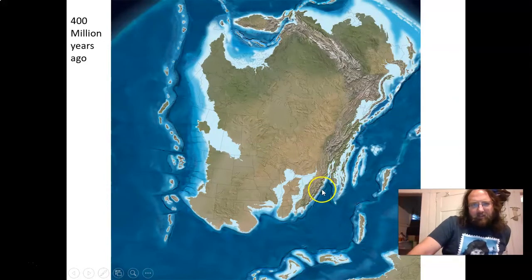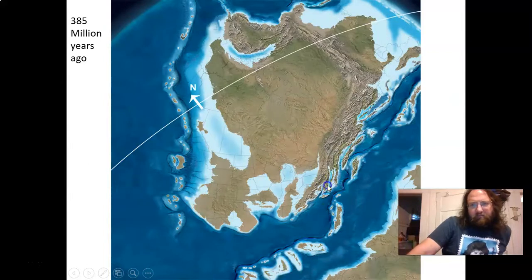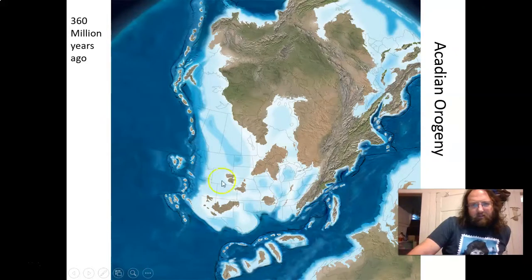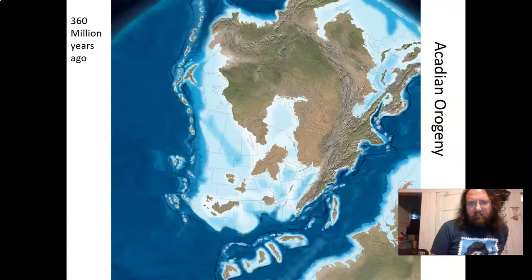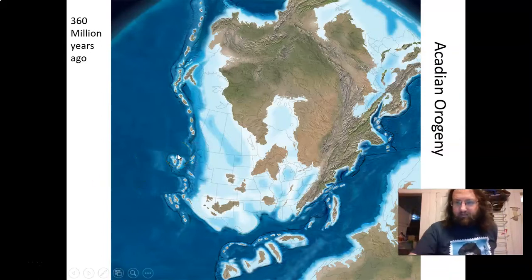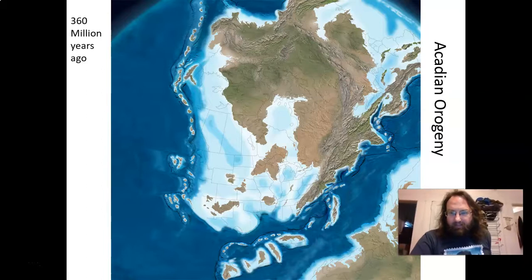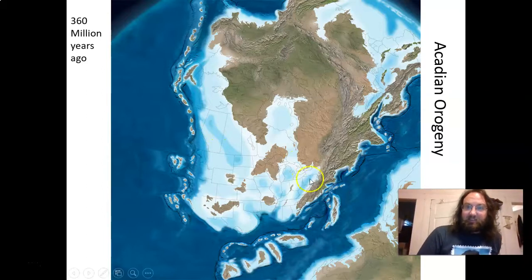Now, as you get deeper and deeper, we get a couple more collisions, and we get a couple more accreted terrains, and these accreted terrains lead to the Acadian orogeny. So, if you've ever been to Acadia National Park, you've probably seen slivers of this. In fact, a good chunk of the regional metamorphism in what is now New England occurred during this event.